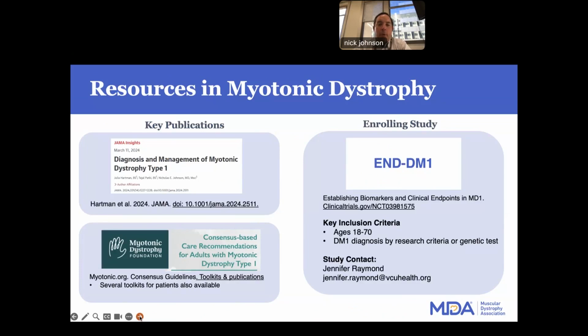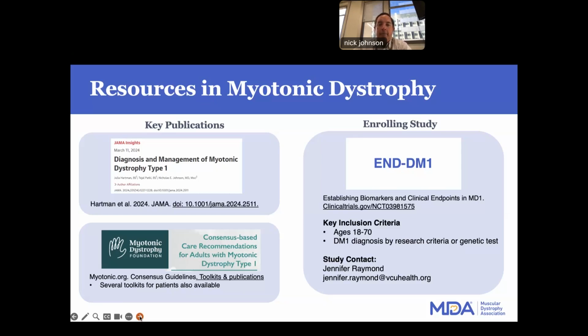I'm going to turn you to a couple of different resources. So some key publications: that review by Julie Hartman does a really nice job of summarizing the key steps in terms of the care. If you want something longer and more detailed, at Myotonic Dystrophy Foundation, there are the consensus guidelines and their toolkits and publications. There's one for myotonic dystrophy type 1, for type 2, for cardiac management, for congenital myotonic dystrophy, and then for anesthesia guidelines. So really, if you're talking to your local surgeon and looking for a clearance, this should be your go-to place.